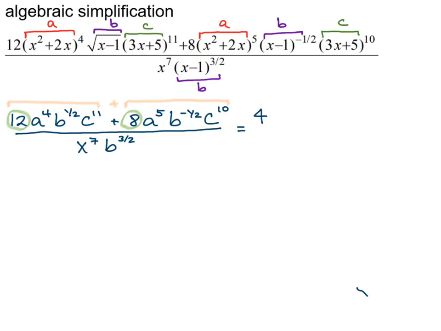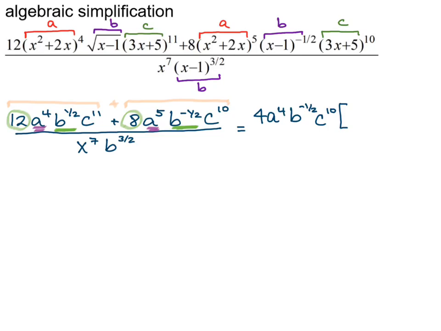Then next, both terms have a's in common. I can take out an a to the 4th out of both of them. And then for the b's, this is a little tricky because you've got a b to the 1/2 and you've got a b to the negative 1/2. You can take out the lowest common power. So they both have a b to the negative 1/2. That's the lowest common power. So that's what I'm going to take out. And then c to the 10th I can take out. And what am I left with?